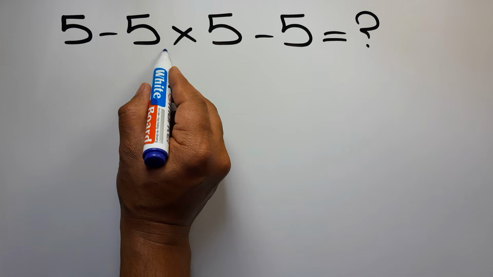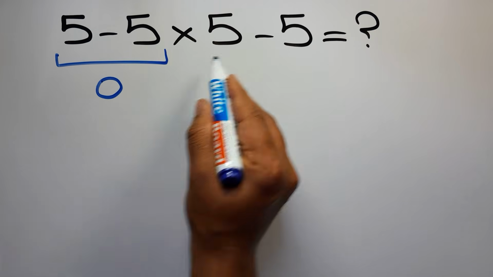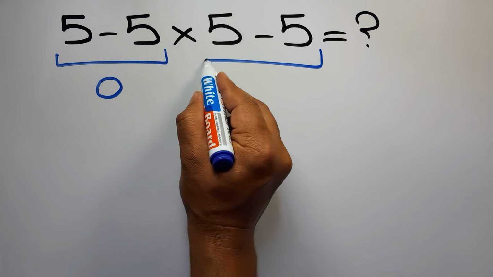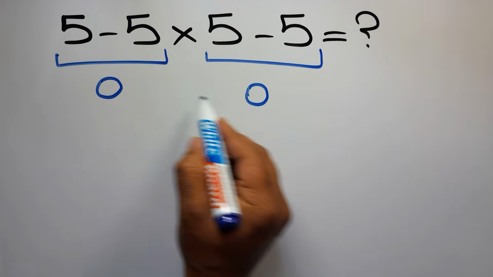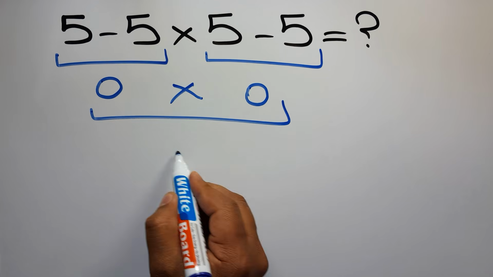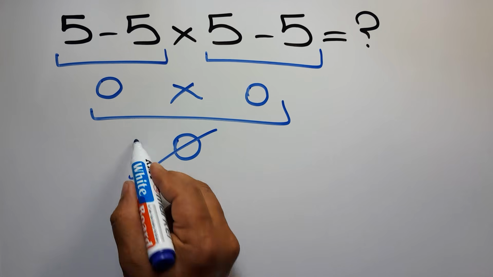5 minus 5 gives us 0. And again, here we have 5 minus 5. So 0 times 0 is just 0. But this answer is not correct.